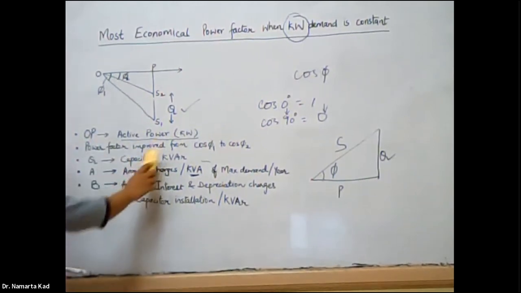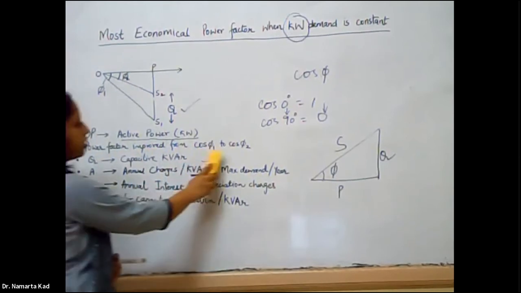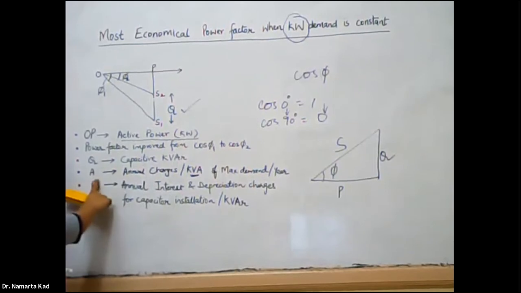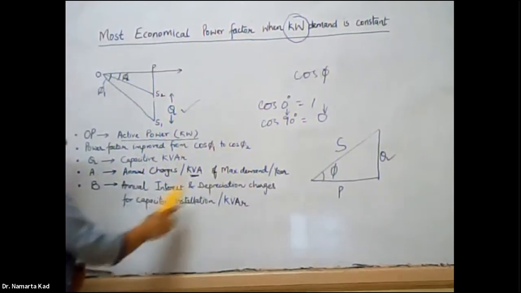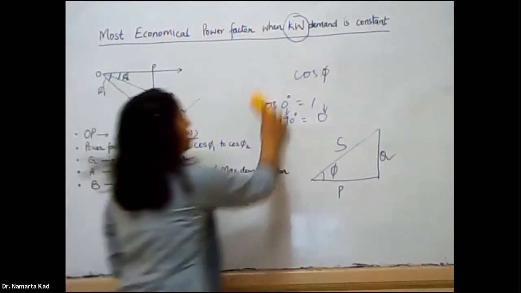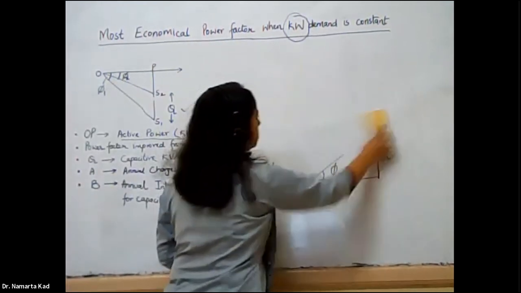OP is the active power. The power factor improves from cos of phi 1 to cos of phi 2. Q is the capacitive kVAR, A is the annual charges per kVA, and B is for the capacitor installation. Now let's start with the derivation part.